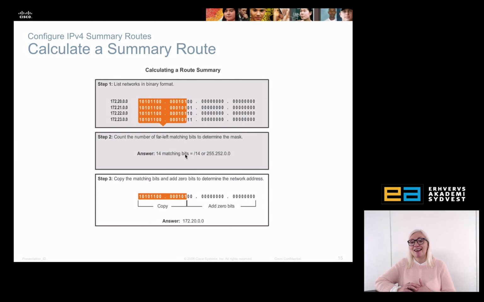And to find the network address of the summarized network, we keep our first 14 bits, which are now the network bits, and then we set zeros in the host portion of the IP address, and then we find the address of the new summarized network. So in this case, we can summarize these 4 networks into 172.20.0.0/14. So you always have to make the IP addresses binary and count the matching bits to find out if you are able to summarize the routes.